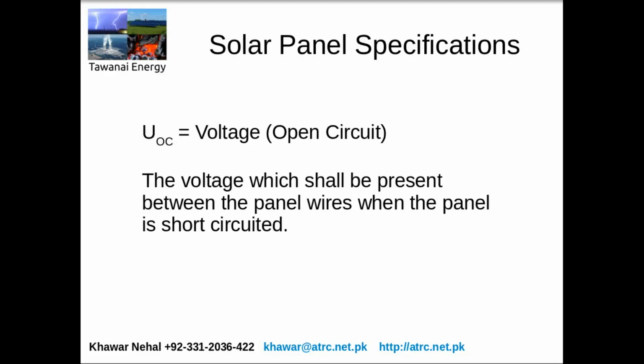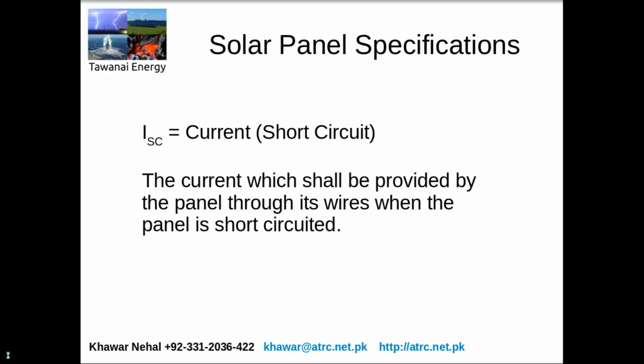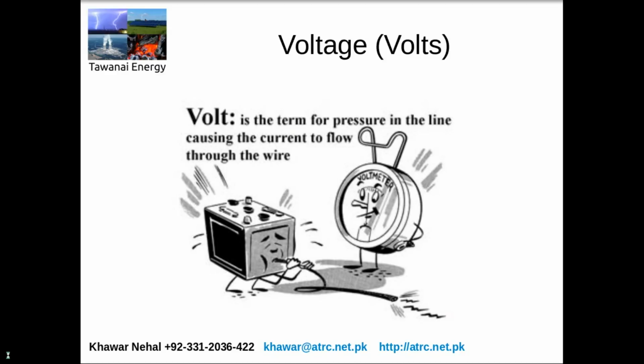And the UOC is the voltage at open circuit, as we mentioned, and ISC is the short circuit current. That means if you do short circuit the wires, the maximum current will be going through, and that is called the short circuit current.